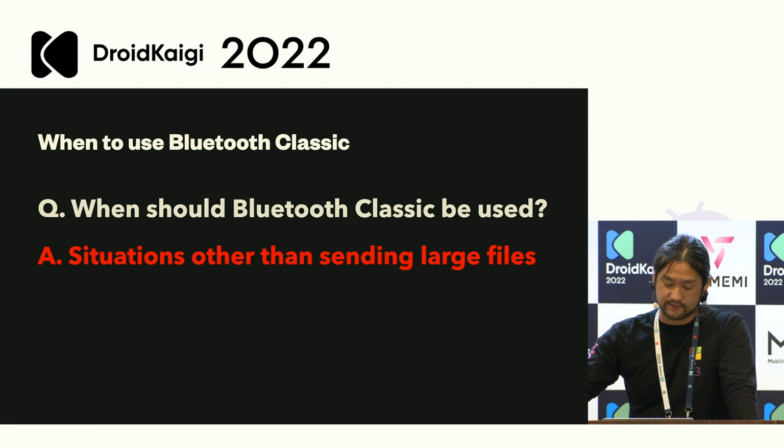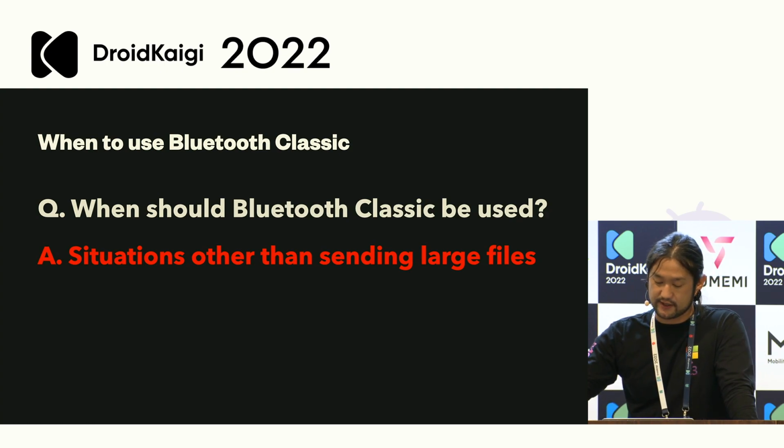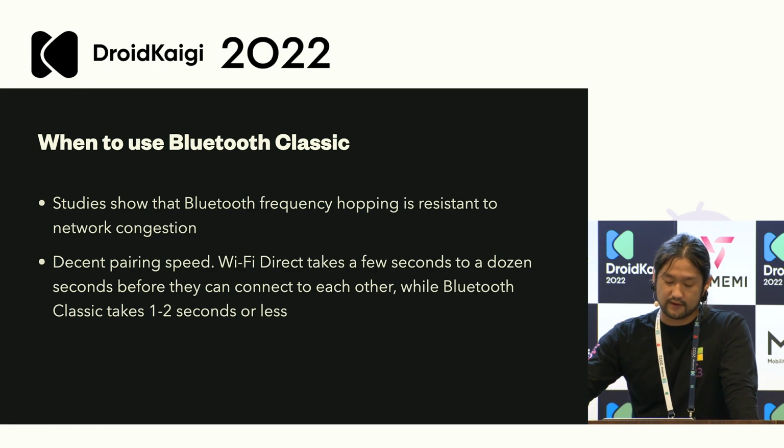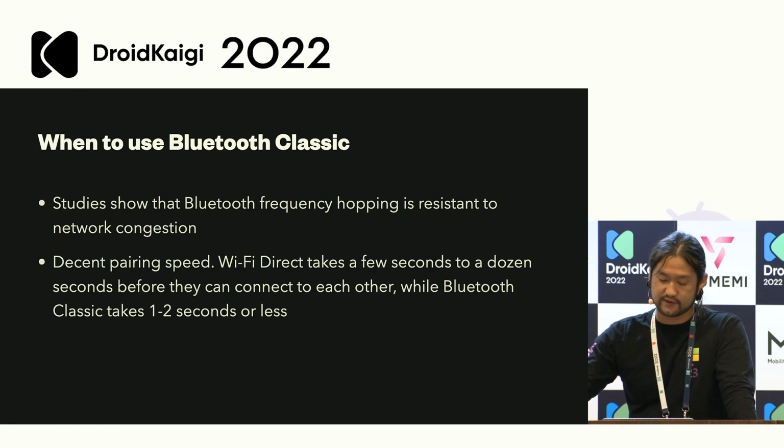Next, when to use Bluetooth Classic? The answer is any situation other than sending large files. Let me explain. First of all, researchers show that Bluetooth's frequency hopping is more resistant to network congestion. If you have to do communication at congested places, Bluetooth is the choice. Plus, I observed the pairing speed of Bluetooth devices is by far faster and more stable than doing so in Wi-Fi Direct. Wi-Fi sometimes takes more than 10 seconds to pair.